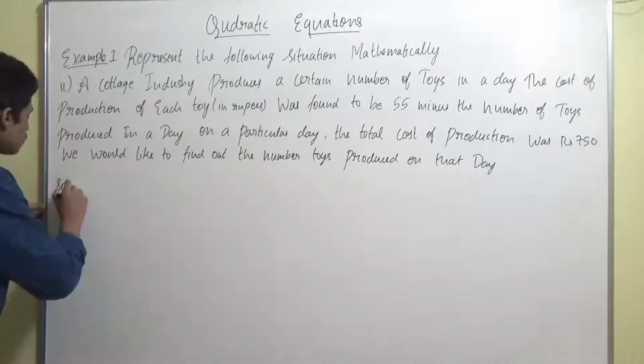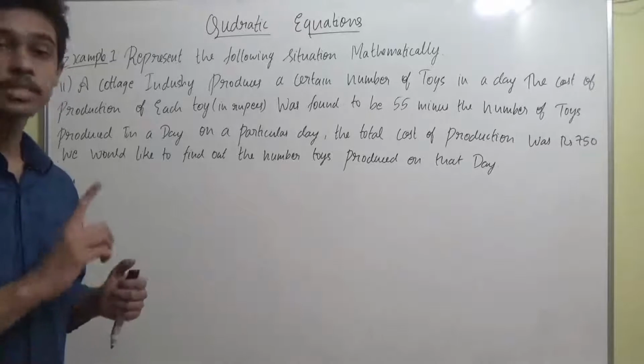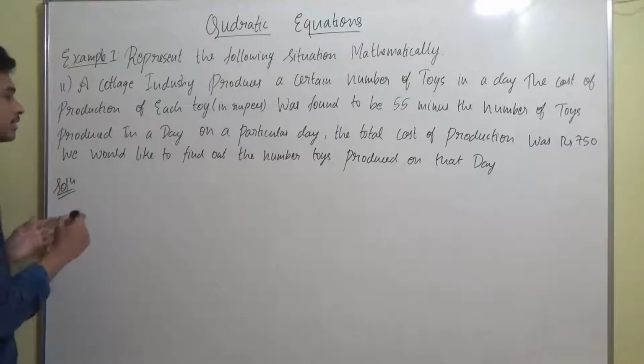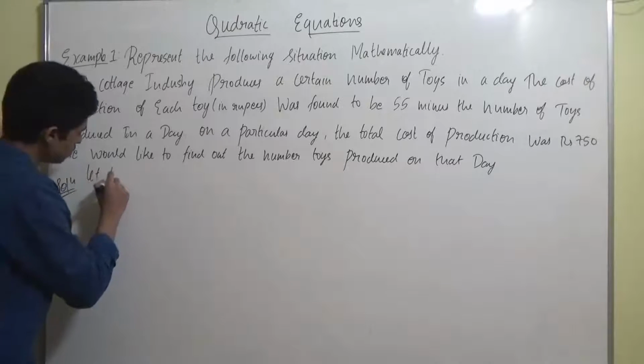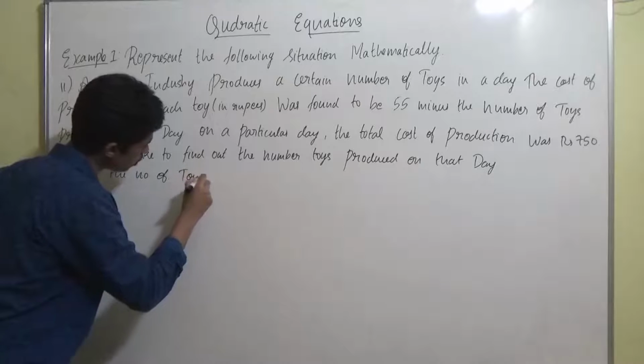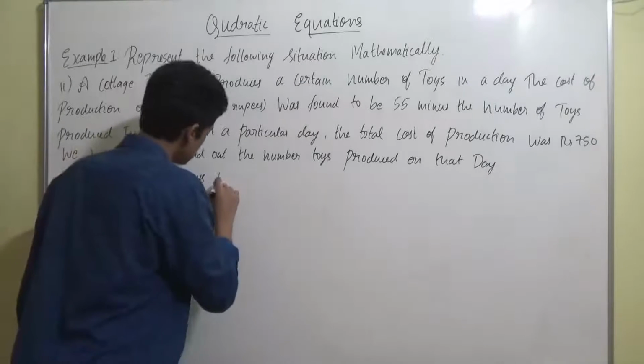So first thing is we have to formulate the quadratic equation. To formulate the quadratic equation, the first step is the assumption step, right? In the assumption step, let the number of toys produced on a particular day be equal to x.